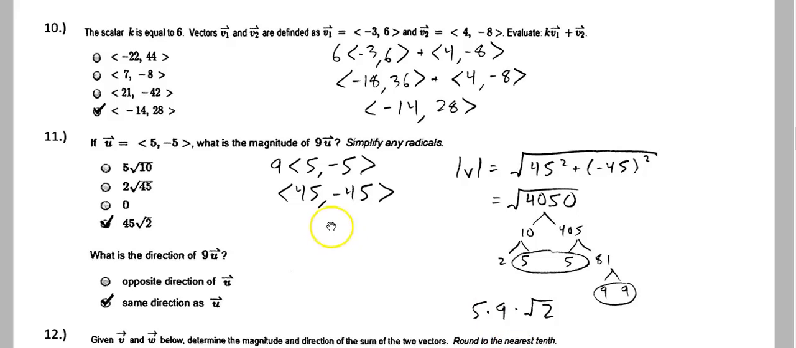But since this new vector is still going right and down, and this one was going right and down, we did not get a change in direction. That would have only happened for a negative number being distributed through.